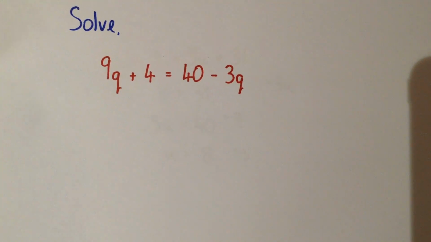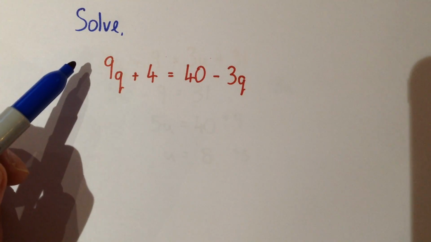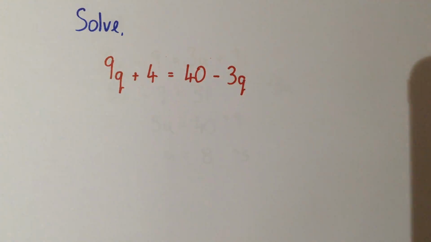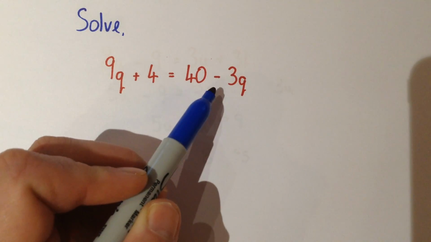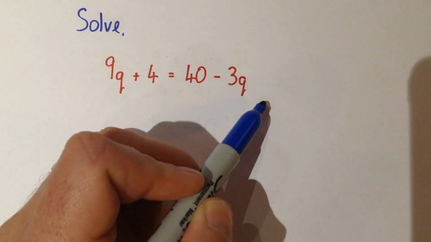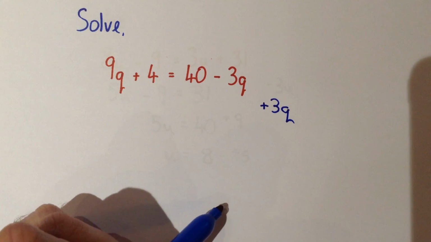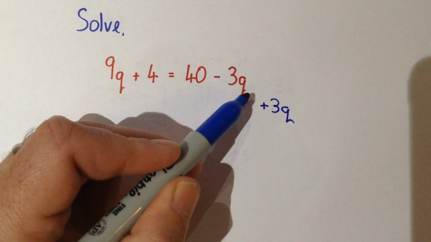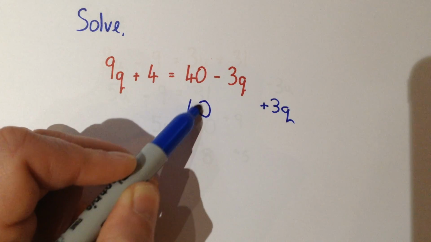The next example starts off slightly different. We've got 9q on this side, and minus 3q on this side. Well, in order to change this, we'd have to do the opposite, try and get rid of this minus 3q. So for this one, we are going to add 3q onto both sides. Remember, anytime you do the opposite, it cancels it out. So if I add 3q here, it cancels out this minus 3q to leave us 40.